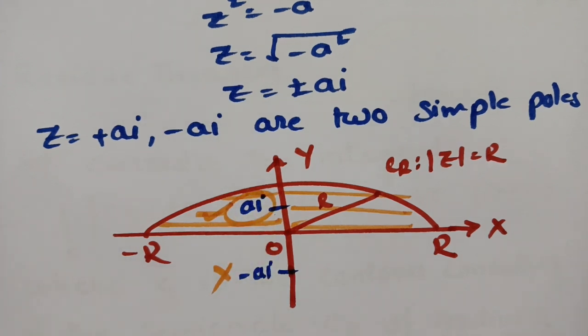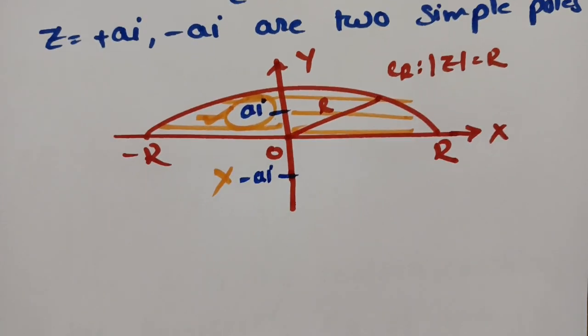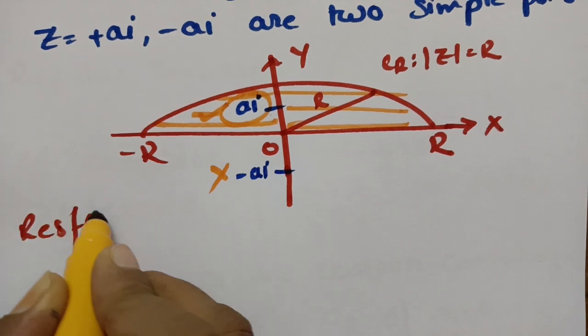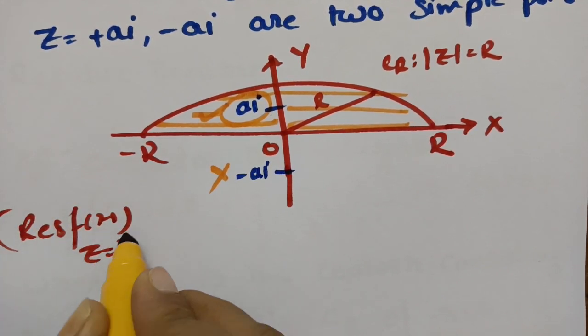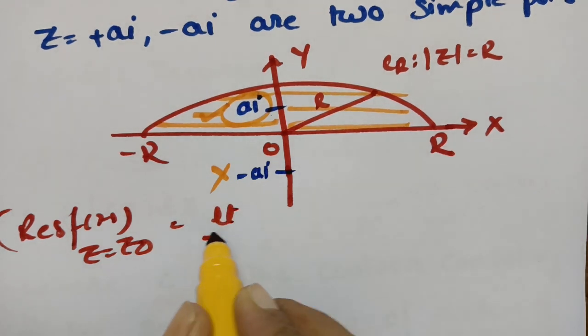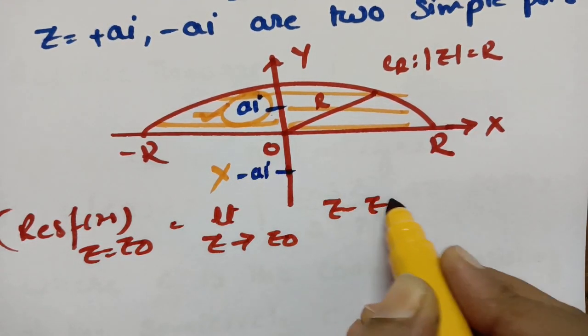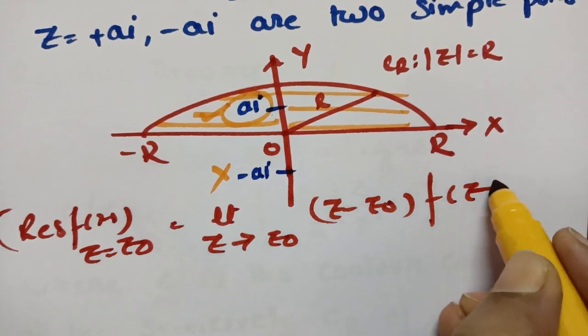Within this contour we have to find the residue. How to find the residue for the interior pole? For finding the residue of f of z at the point z equals z naught, as it is a simple pole, the formula is also so simple: the limit as z tends to z naught of z minus z naught into f of z.